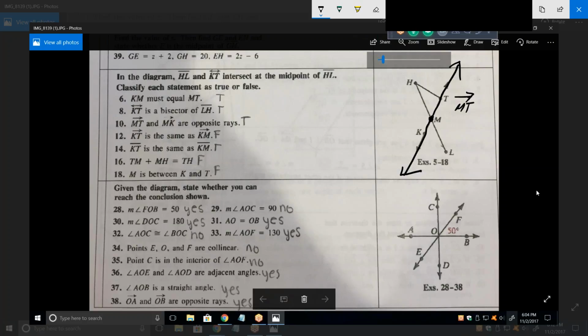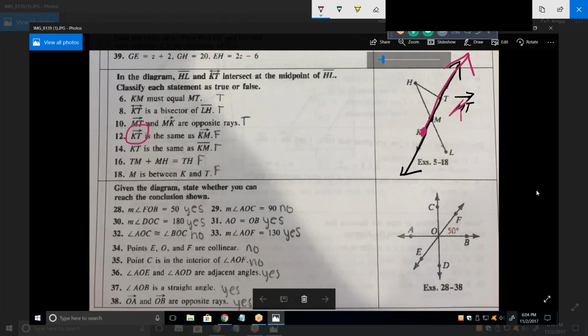I would say KT is not the same as MK. Here's why, I think. I don't know how you compare infinite lengths. These are bizarre questions, actually. But if I look at KT, I'm going to start at K, go towards T, and go on forever. That is KT. Notice it is not the same as MT.